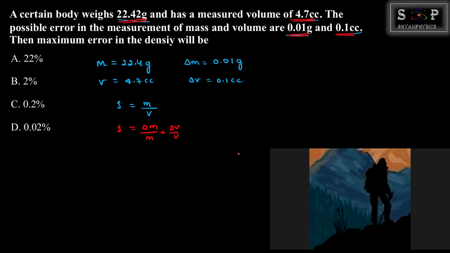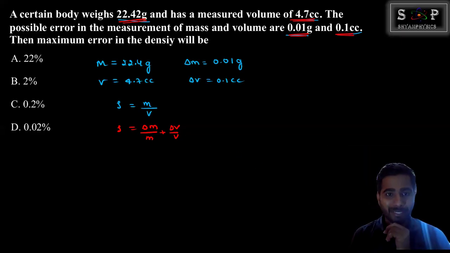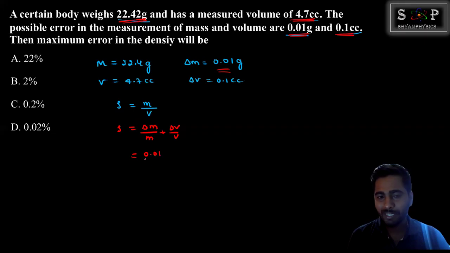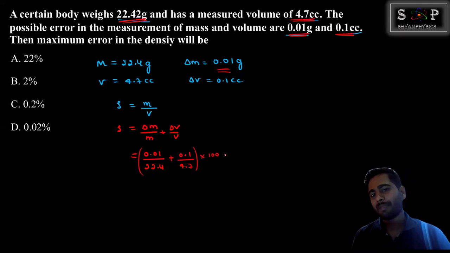Sorry, delta v by v. Now delta m by m. Delta m, where is it? Here it is, delta m. 0.01 gram divided by original mass 22.4 gram plus volume error 0.1 cubic centimeter divided by 4.7. We want to calculate this in terms of percentage error, so multiply by 100. Solve this, you will get the answer. Okay. Next.